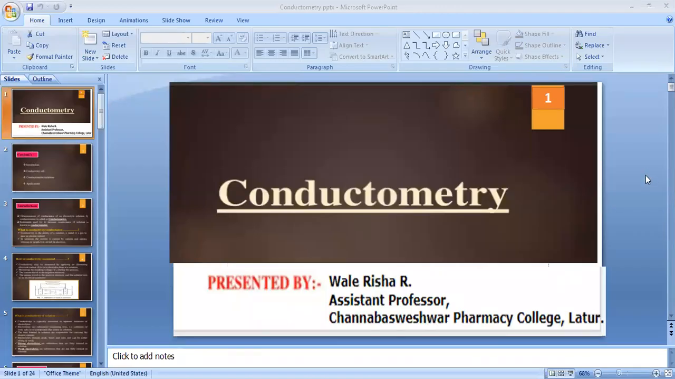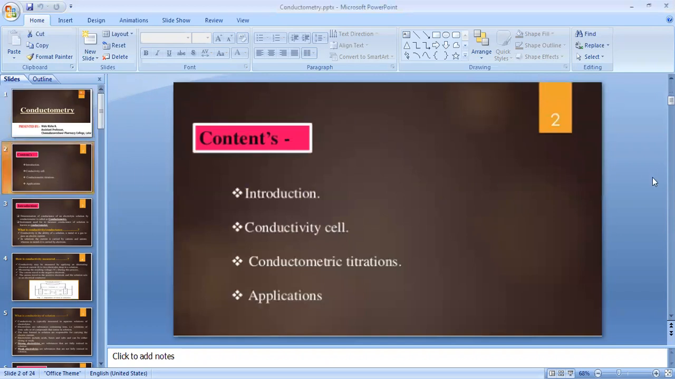Good morning, everyone. Today we are going to start the second chapter of electrochemical analysis, that is conductometry. The points to be covered under this chapter are the introduction of conductometry, what conductivity cells are, what the various types of conductometric titration are, and applications.